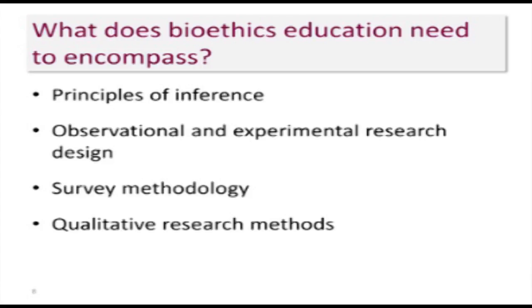So what does it actually need to encompass? What needs to be the part of, or the core of, bioethics education? I think the first thing I would say at the most theoretical level is an understanding of principles of inference. I'm not talking about at the very deep level that a PhD statistician might engage with it, but it certainly does include ability to understand at least basic statistical methods, as well as threats to inference, such as things like chance, confounding, and bias.